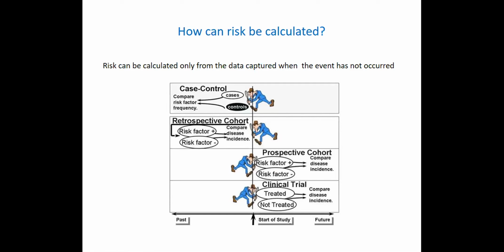Risk can be calculated only from data captured when the event has not occurred. You can only calculate risk when the event has not occurred. When you start your study, the event has not occurred, so you can calculate it. Look at this line in the middle. Look at case control now. Cases, compare risk and frequency. Here they are looking back; they call it retrospective. There are two types of cohort here, including the retrospective cohort.